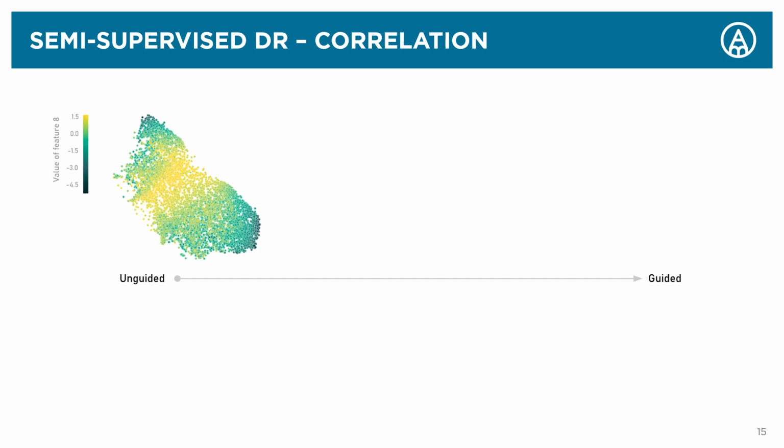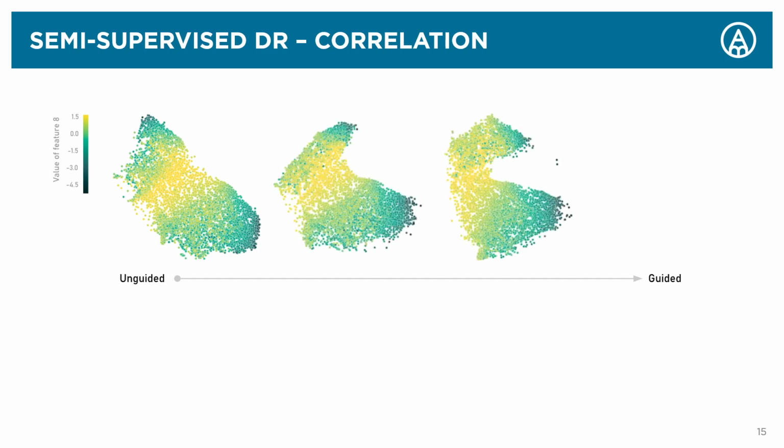Now let's add our correlation loss. Notice how the points start to morph in such a way that the values of the 8th feature are aligned along the x-axis. Still, some of the overall structure is preserved, even when we put a lot of weight on the correlation loss. The points basically fold over to fulfill our constraint. By the way, we call this type of supervision attribute-guided embeddings in the paper.